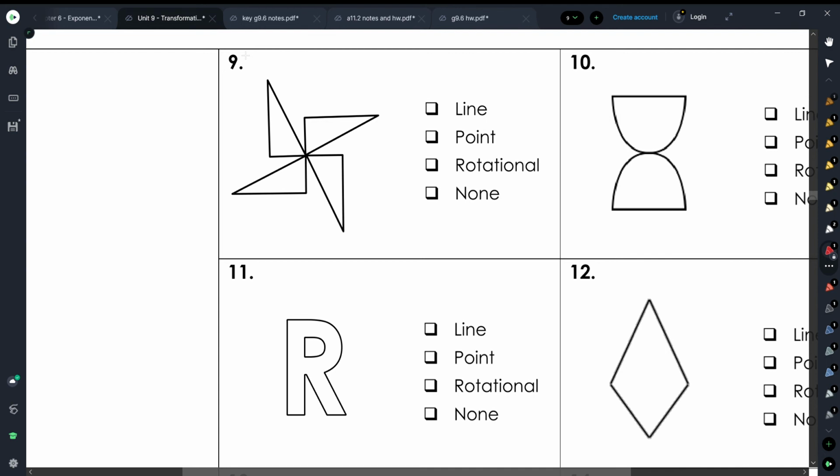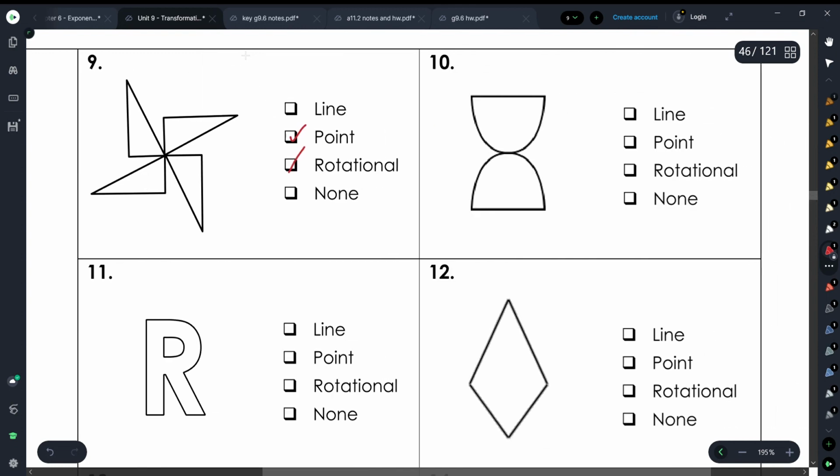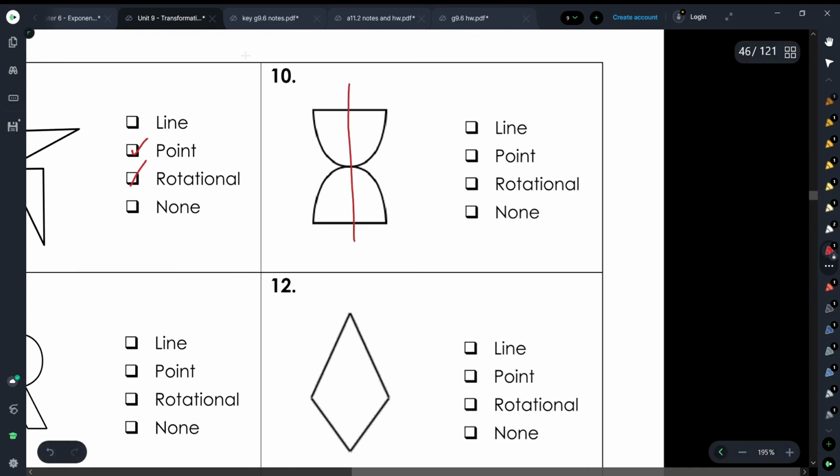No line here, but definitely going to be rotational, right? I mean point for sure. Definitely rotational. I know that for sure. And then yes, it looks like it's going to be point symmetry as well. Okay. Line symmetry. Point symmetry. Upside down it looks the same, and so rotational symmetry.